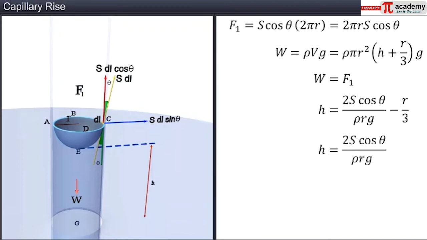If the angle of contact theta is much smaller and close to 0, as in the case of a glass-water interface, we take cos theta equal to 1. Then, the expression for capillary rise becomes h is equal to 2s by rho rg. From the expression, it is clear that the capillary rise of a liquid is inversely proportional to the radius of the pore.